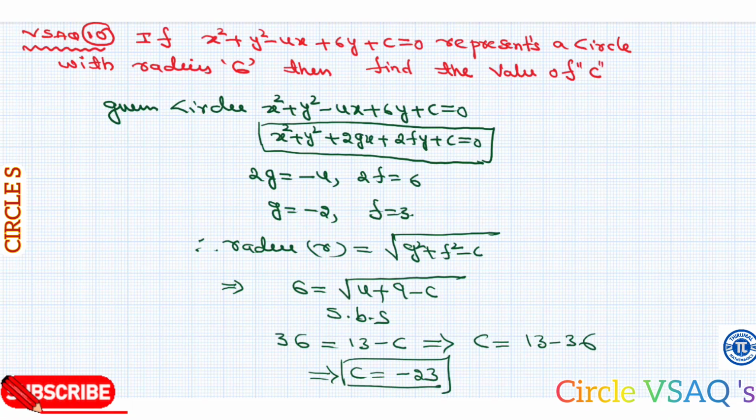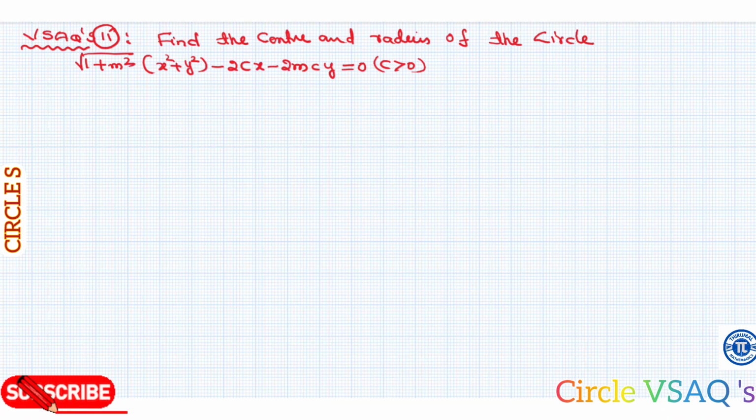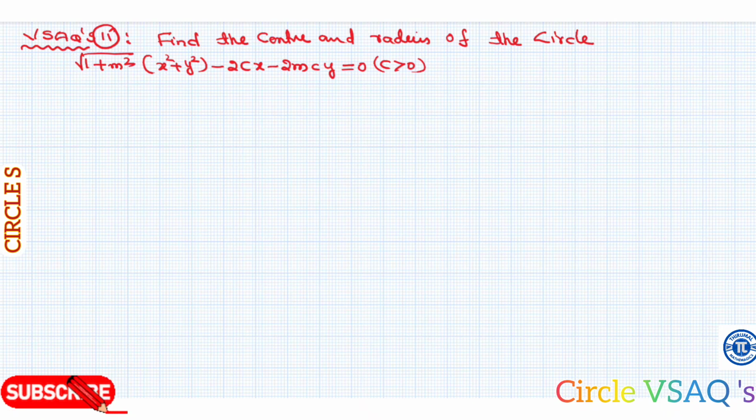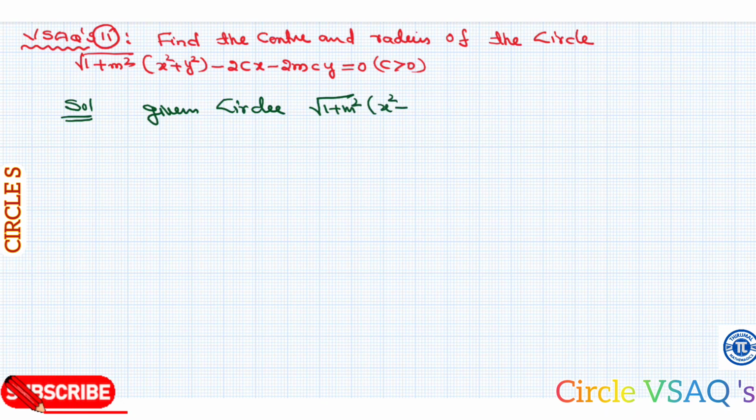Answer. Question number 11: find the center and radius of the circle √(1 + m²)(x² + y²) − 2cx − 2mcy = 0, where c > 0. Now start the solution. Here the given circle equation is √(1 + m²)(x² + y²) − 2cx − 2mcy = 0.